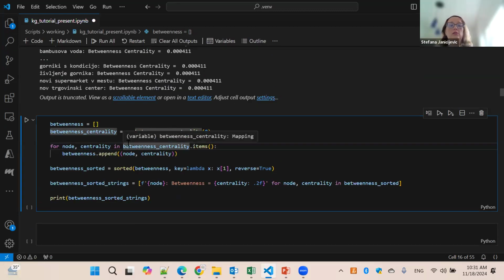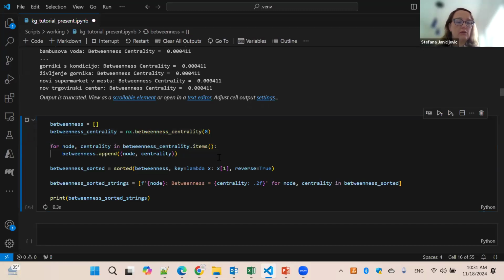So again, list of betweenness as an object where we store all betweenness centrality items. We are using the betweenness centrality function, going through all items and storing node and centrality. So for every node, its centrality is calculated. Also, we are sorting and printing, presenting the best. And again, you can see chemistry element.